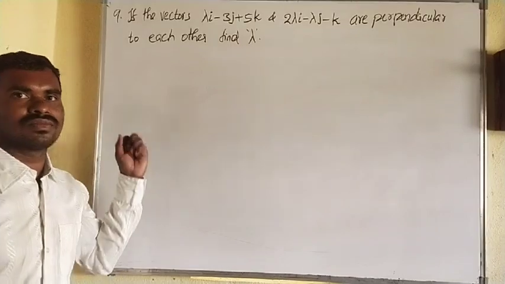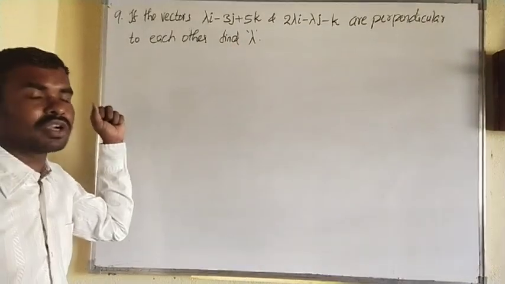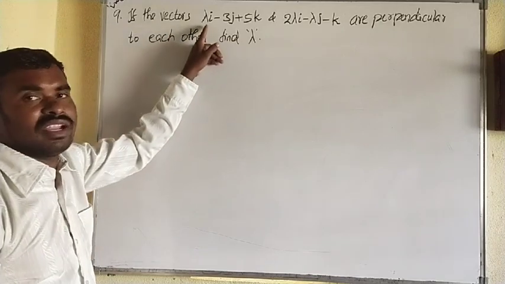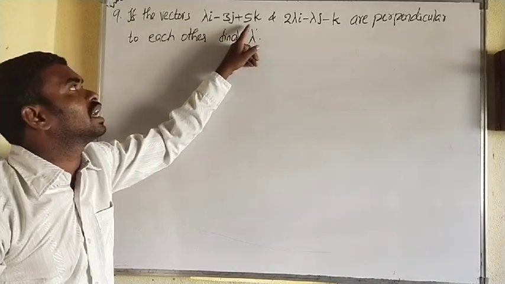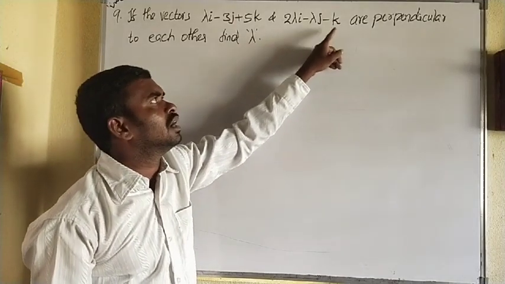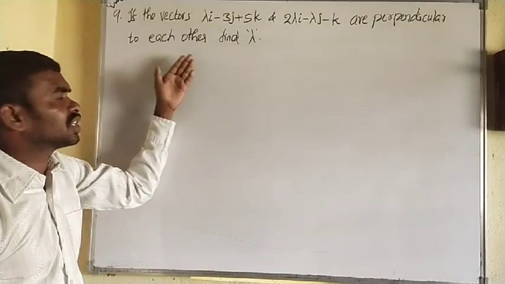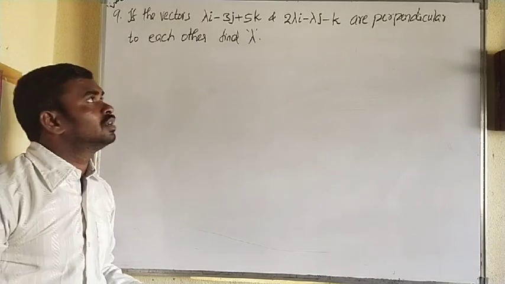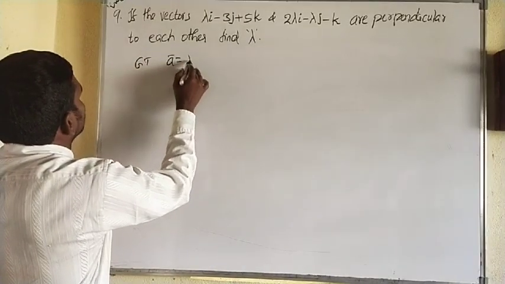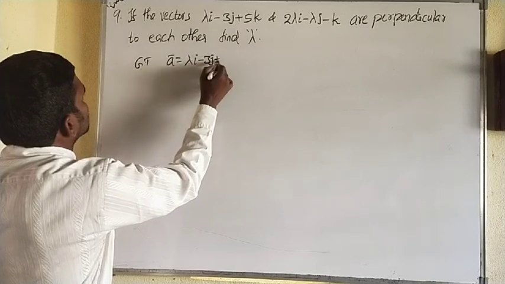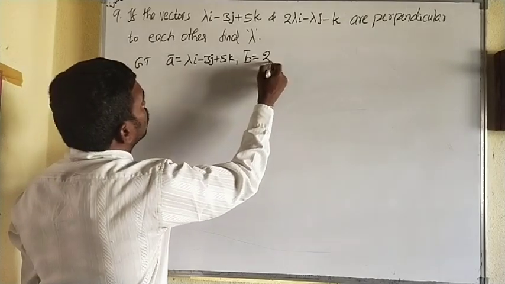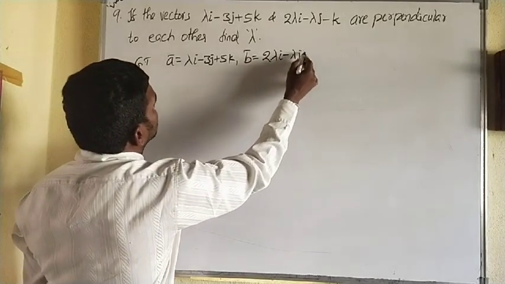Okay. This is also a very important problem. The 9th one: if the vectors lambda i minus 3j plus 5k and 2 lambda i minus lambda j minus k are perpendicular to each other, then find lambda. Here, let A be lambda i minus 3j plus 5k, and the second vector B is 2 lambda i minus lambda j minus k.